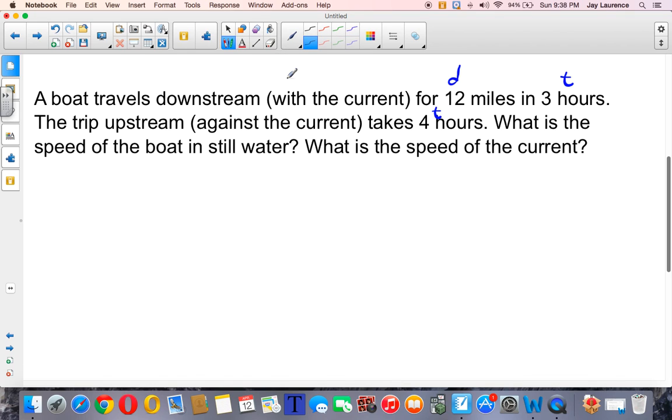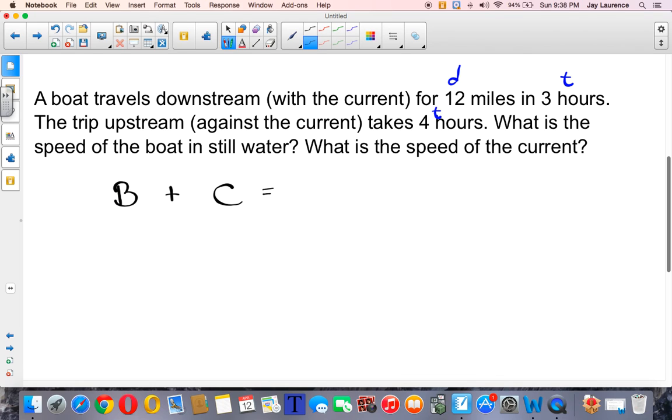Well, it looks like I need to figure out the speed of the boat. Speed of the boat, let's call it B. Now, the speed of the current, let's call it C. You know, the current is how fast the water is moving, right? Now, if I'm going with the current, that means the current is like pushing me from behind. So it's going to be adding to my boat speed, or the boat speed, I should say.